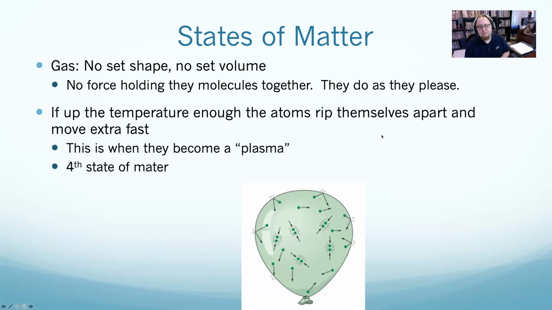Now, if you keep heating up, you can eventually become a plasma. A plasma is when you heat up the atoms so much they move so quickly they rip themselves apart. We're not really going to talk about plasmas. Just know that's what it is. Moving so fast, they destroy themselves. Now, any questions there? Okay.